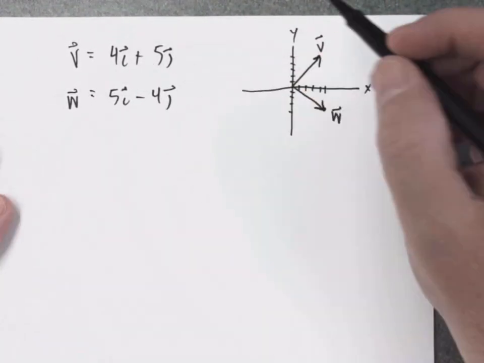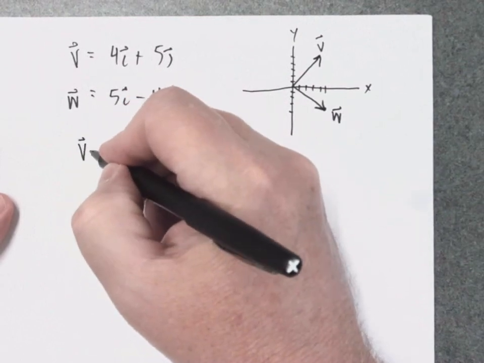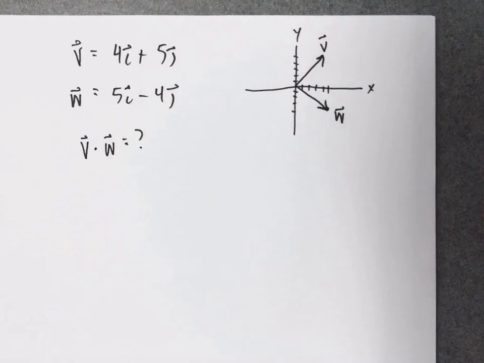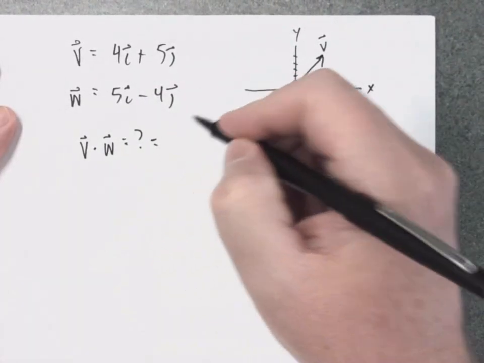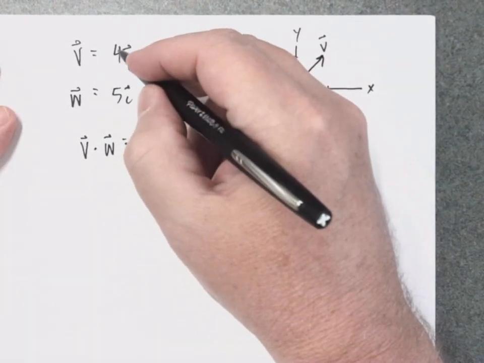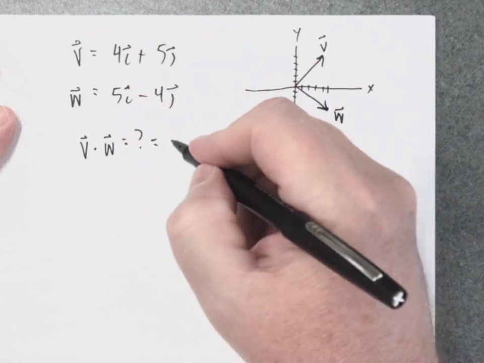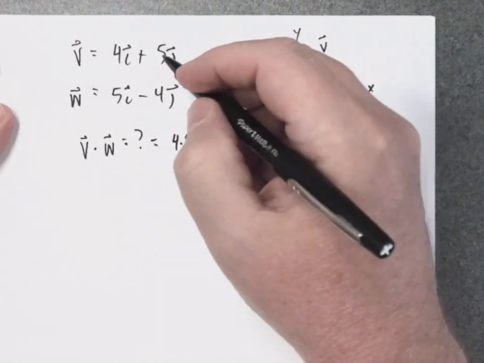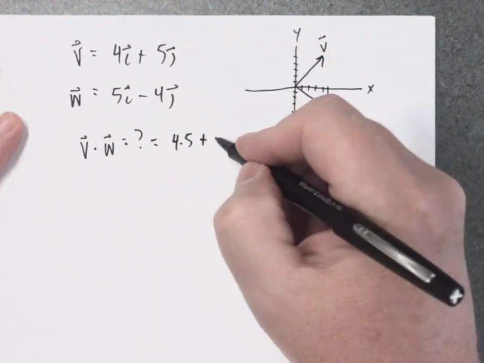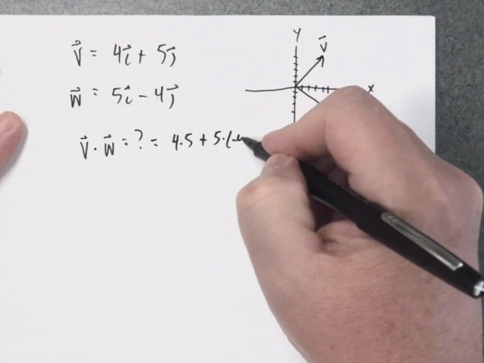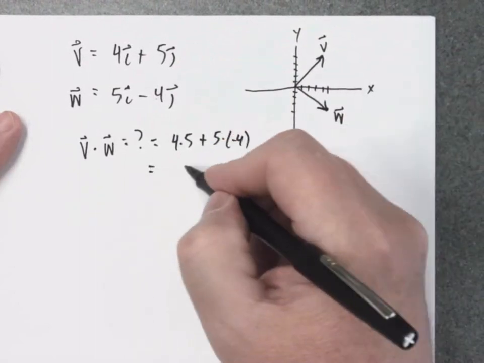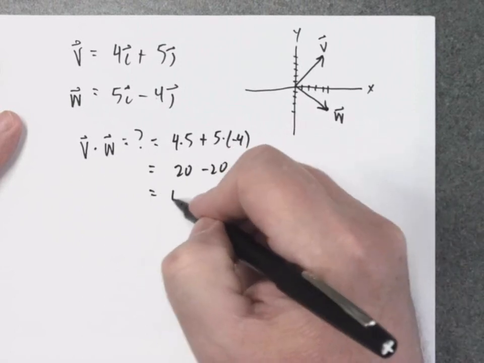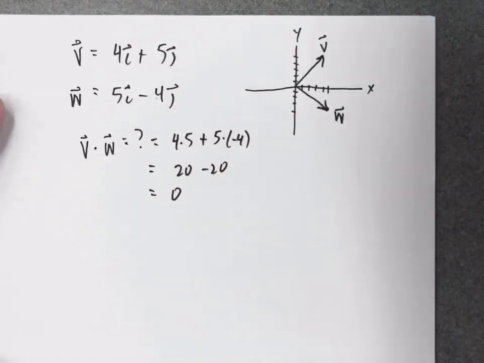So normally they give you vectors, and the first thing they ask for in these problems is the dot product. So once again, the easy way to think about the dot product is you take the two i values and multiply them, 4 times 5. And then you add to it the product of the two j values, 5 times negative 4. 20, this is negative 20. Looks like the dot product is 0.